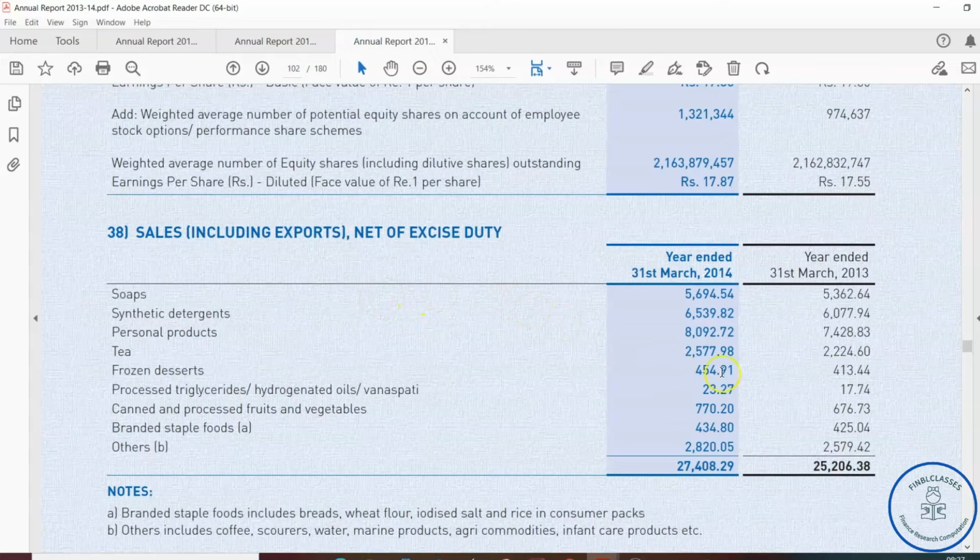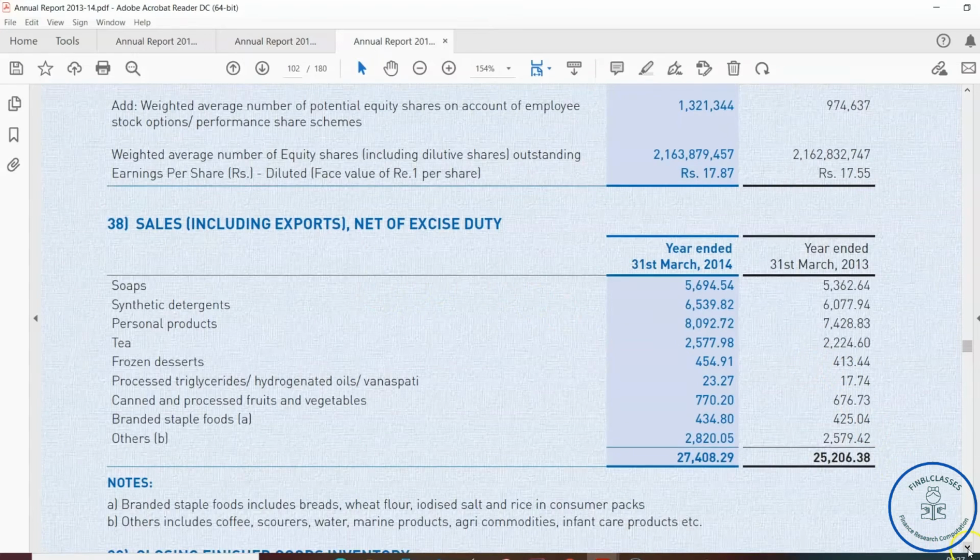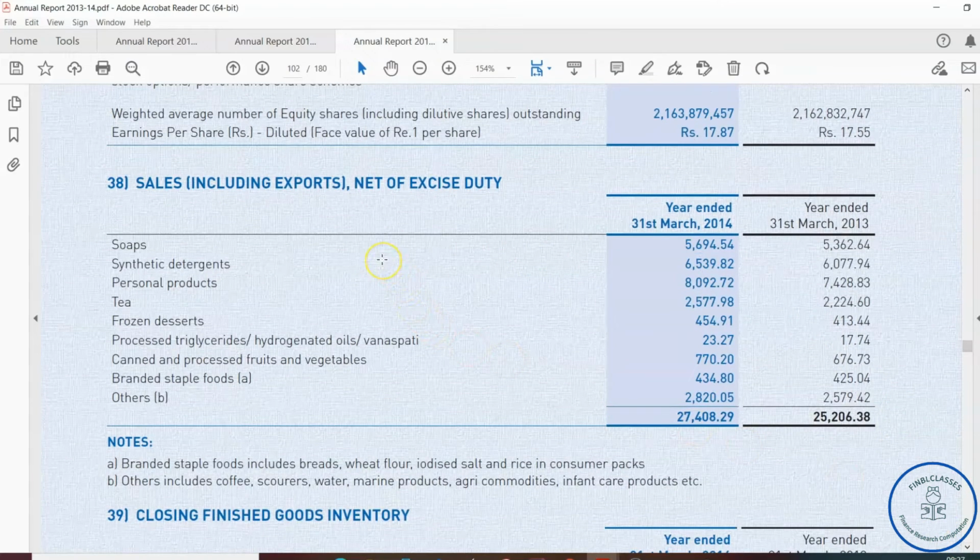Yeah, this is your sales. Now this is what we have to look into. This is the breakup of the sales that they have given. Sales including exports, and net of excise duty. So soaps, you have the sale of soaps 4694.54 crores. Then you have synthetic detergents 6539.82. Then you have personal products 8092.72.